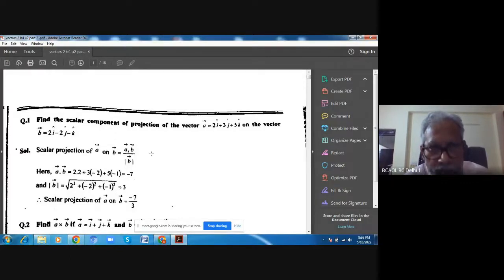A vector basically is like a force. Some magnitude is there, some direction is there, and some speed and time is also there. Calculating all these things, we are utilizing this.